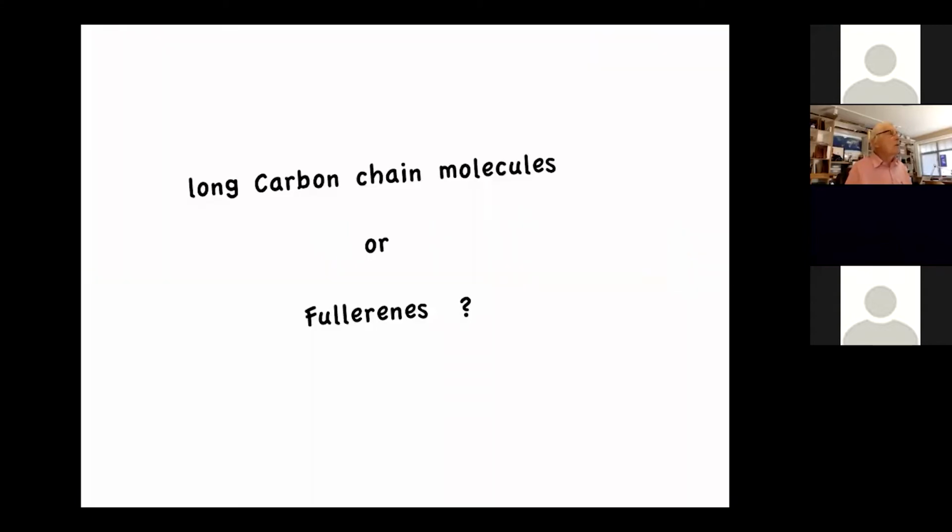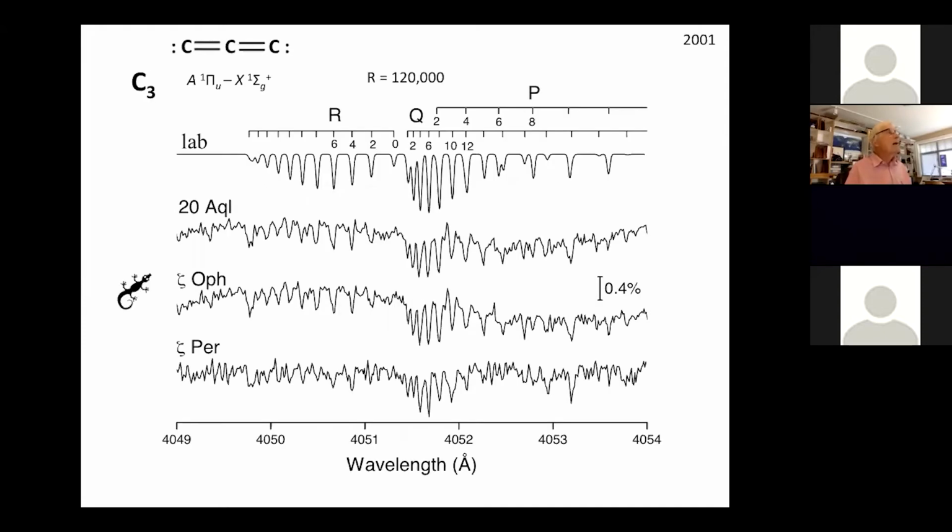because we were trying to establish, or at least help to look at the question of whether the diffuse interstellar bands were due to long carbon chain molecules or Fullerenes. And the first step was to look for the shortest of the carbon chains, which was C3. And lo and behold, we did find that.